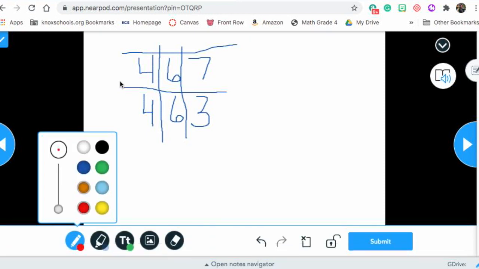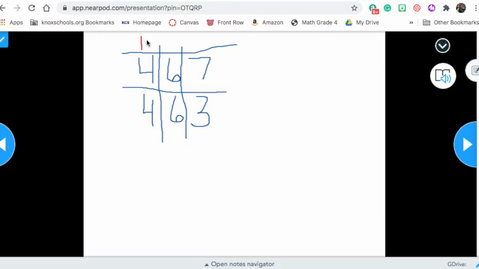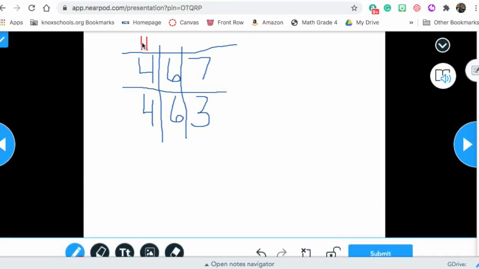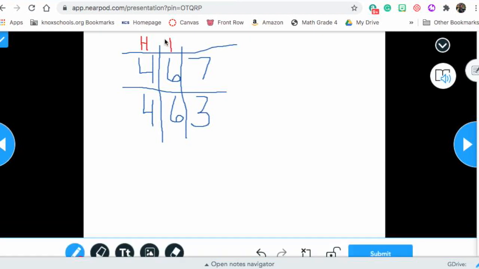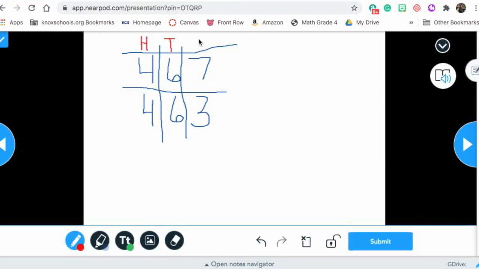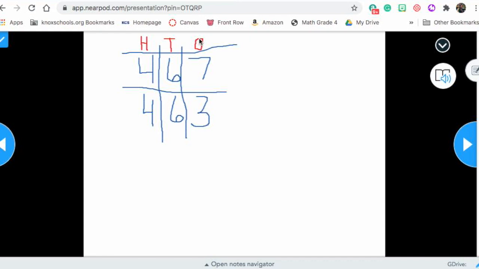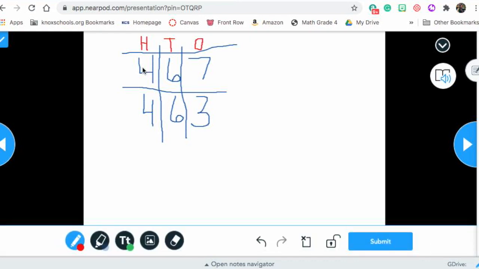You can change colors. I know that this is the hundreds place. I'm just going to use an H because I know that that represents hundreds. I know that this is the tens. I'm just going to use a T for tens. And I know that this is the ones place. I know that ones starts with O. So hundreds, tens, ones. I know that when I'm comparing, I always start in the greatest place value, which is the place value all the way to the left.